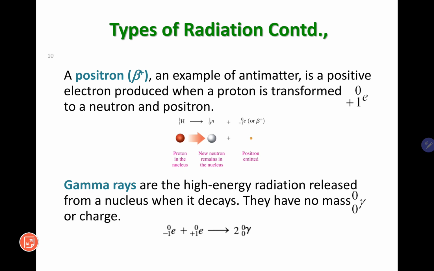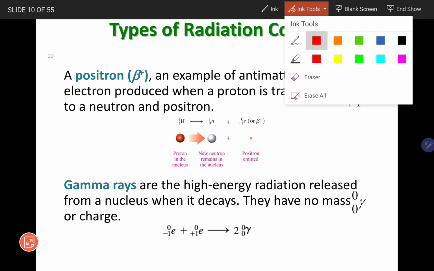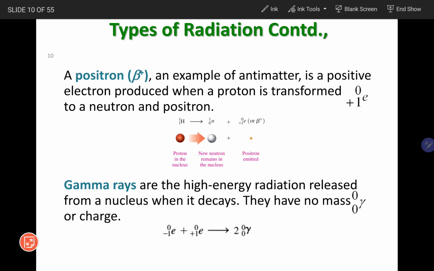Okay, so the third particle is called positron. Positron is an example of antimatter. A positron is an anti-electron. It is just like an electron, but the only difference is that it has a positive charge. Electrons are negatively charged, but positrons are positively charged. So for the subscripted number, you have a plus one because the charge is positive, right? And then, of course, positrons are just like electrons when it comes to mass, so the mass number is zero. Remember the symbol for positrons.